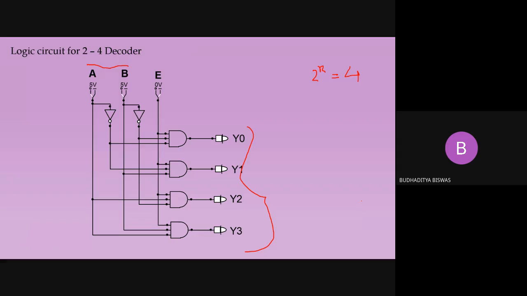Not the one and the other. Be specific. Tell me the A value and the B value. If Y2 is high, tell me the A value and B value. A is 1 and B is 0. Very good. So for this particular combination, A equals 1 and B equals 0.